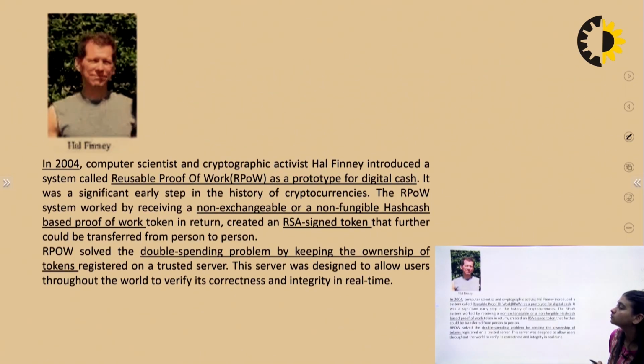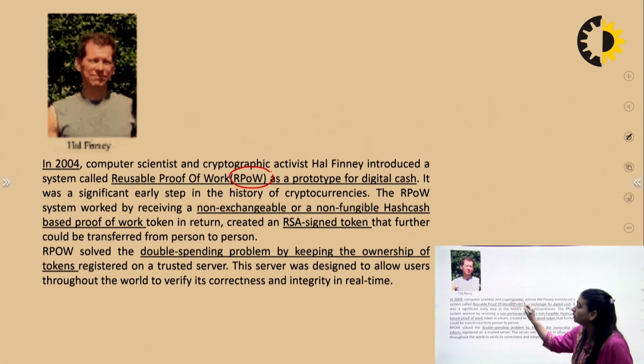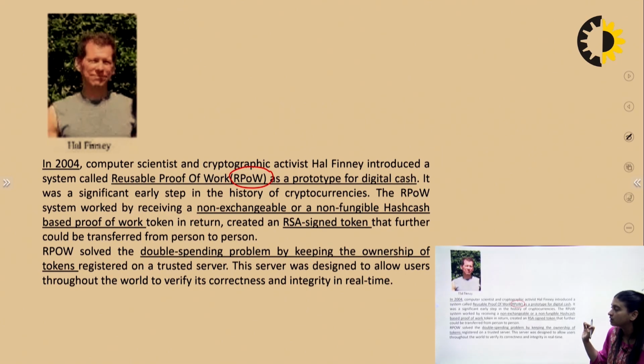Okay, so in 2004, Finney was a researcher, and he introduced RPOW, that is reusable proof of work, as a prototype for digital cash. So you need to remember the key findings: RPOW, then the Merkle tree was there, then cryptographic solutions were there. So what was the problem? What was the solution? You just need to remember this.